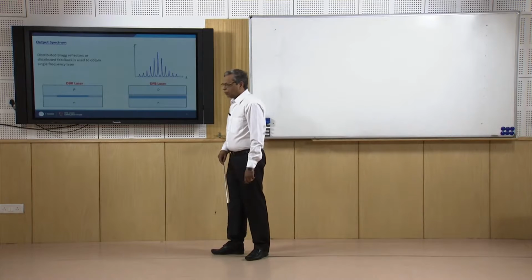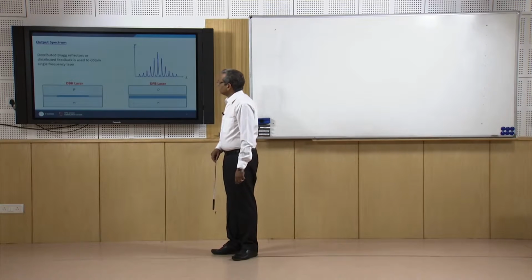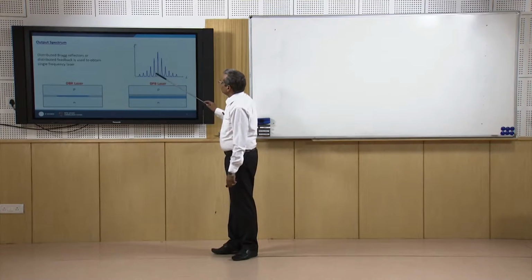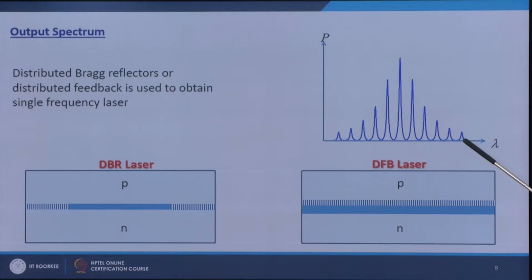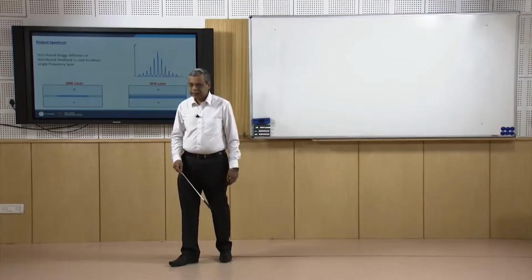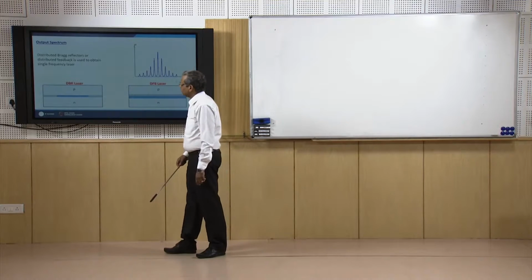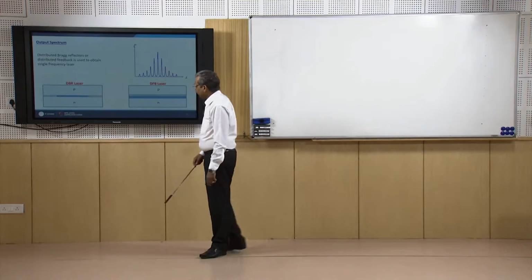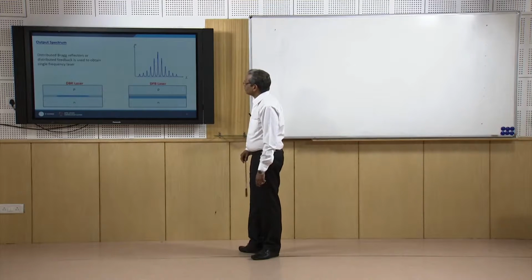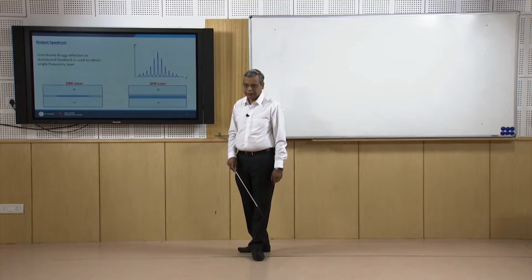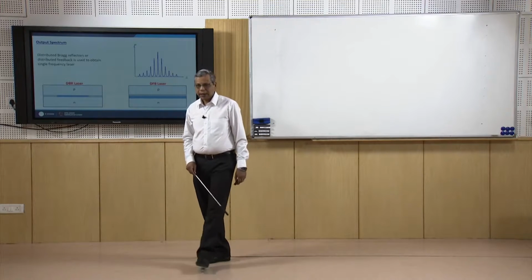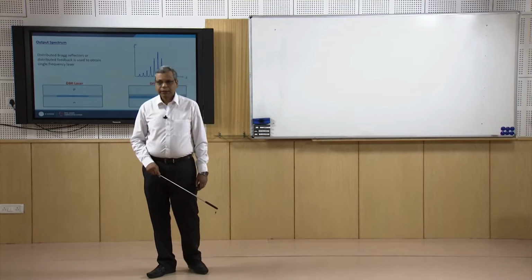The typical output spectrum of a laser diode looks like this, which has several longitudinal modes, but you can select a particular longitudinal mode and make the laser lase at that particular mode if you use a distributed Bragg reflector or distributed feedback. With the help of this, you can obtain a single frequency laser with line width as small as 0.1 nanometers.